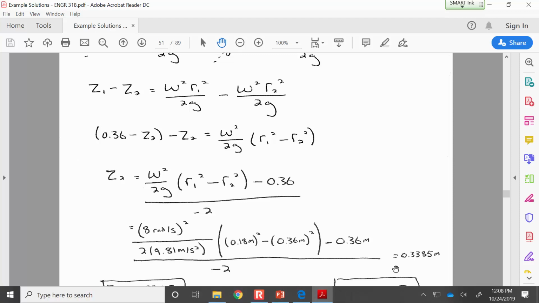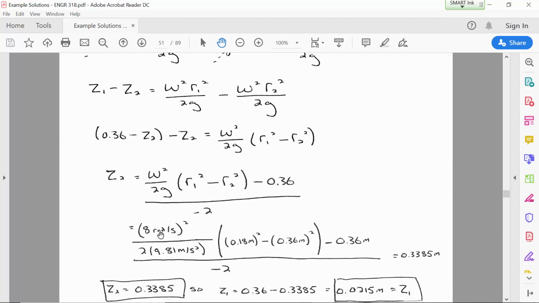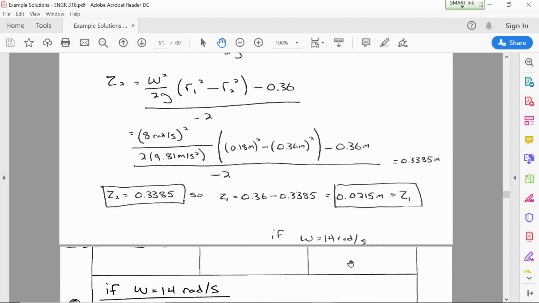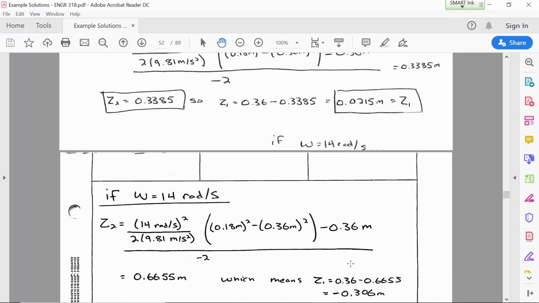Okay, so what we're doing here is substituting, instead of 8 radians per second, what if it's spinning at 14 radians per second? So that same formula, if you put in 14 radians per second and we still have the same radius, you know, it's 18 centimeters over to the left leg, 36 centimeters over to the right leg. Well, that means that the water level should be up to 0.66 meters on the right. And if you substitute it into our original formula where the sum of the z's is 0.36, that implies that the liquid level would be below 0 on the left.